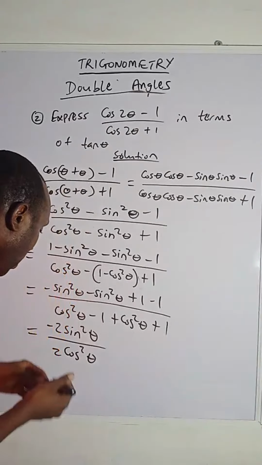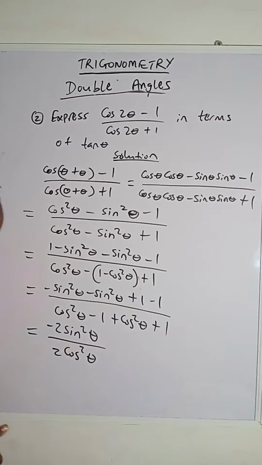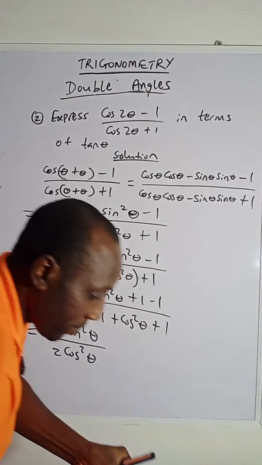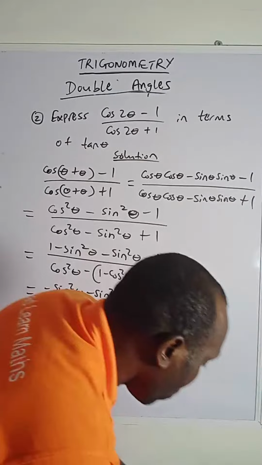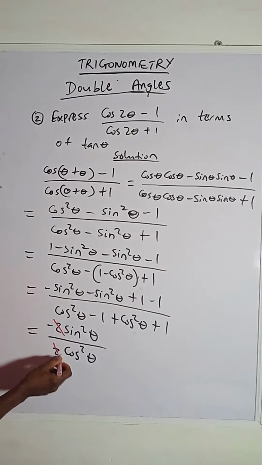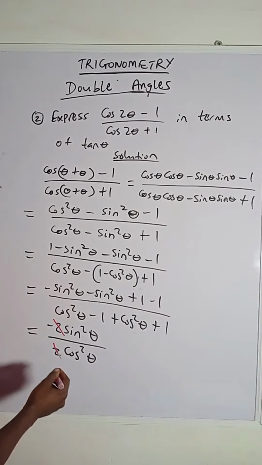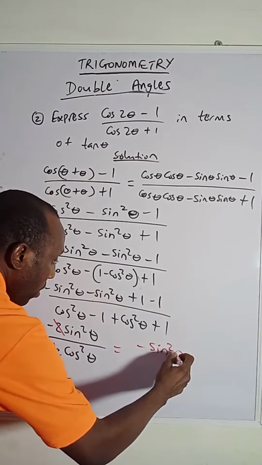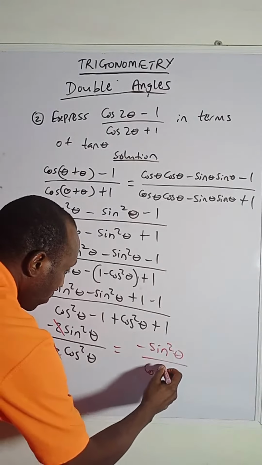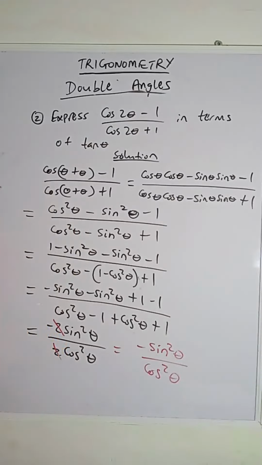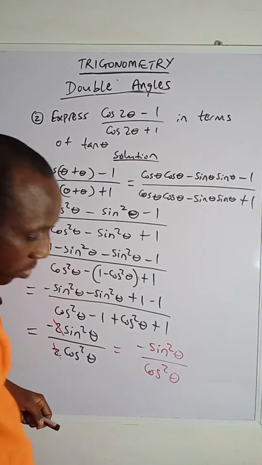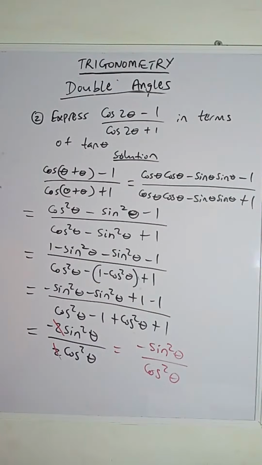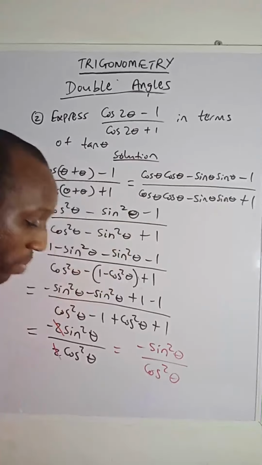Remember, minus 1 plus 1 is 0. So that's gone. Now it is time to simplify. Hope you're with me. So watch this now. 2 cancels 2. And then what we have left is just minus sine square theta over cos square theta. So who can tell me what will be the final answer? What's going to be the final answer?